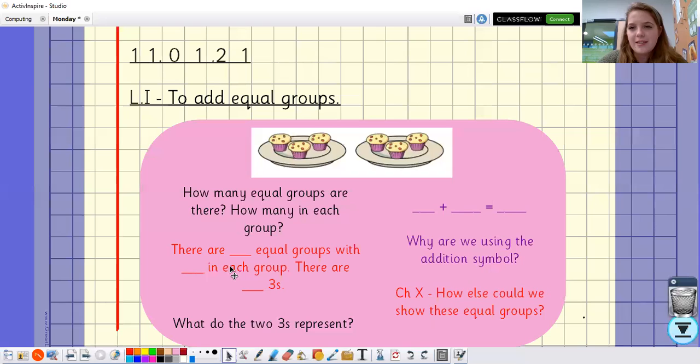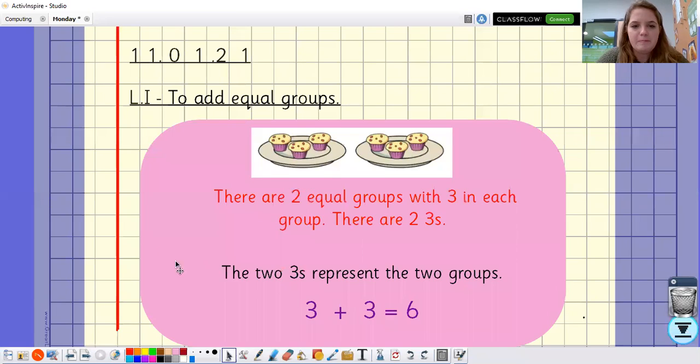Okay, so we're going to go through the answers together now to see if you've managed to get those ones right. So first of all, looking at how many groups we have. So there are 2 equal groups. We can see our 2 groups here with 3 in each group, there are 2 3s, which means exactly the same as 2 groups of 3. We know the 2 3s represent our 2 groups, and our number sentence was 3 plus 3 equals 6. Well done if you managed to get those ones right.